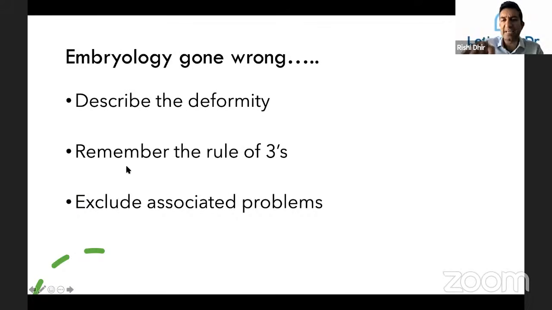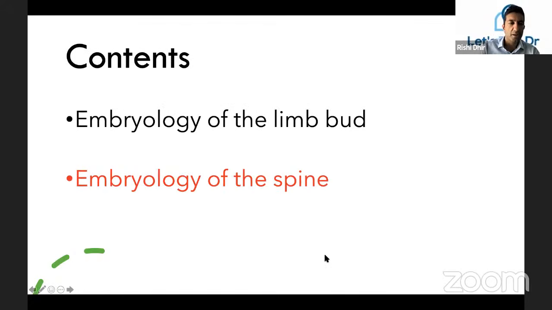So that's the way that I tackle any embryological problem I meet in the exam. I describe the deformity that I see in front of me. I remember the rule of threes, 3 zones, 3 genes, and 3 directions, and I try and exclude any associated problems. So we now move on to embryology of the spine, and this is quite important to note, okay?